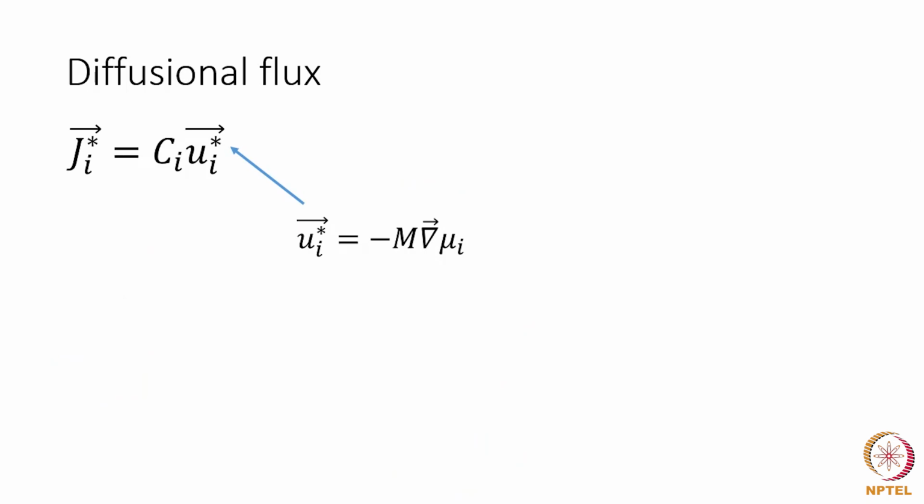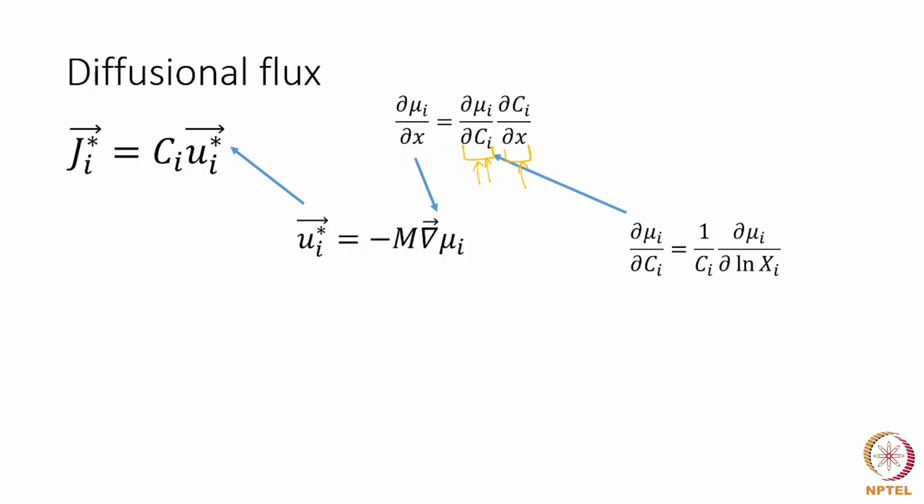So what we are going to do is as follows. We have defined the diffusional flux as Ci into ui star, and we have defined ui star as minus m into the gradient of mu. That is the constitutive equation saying that diffusion is down the chemical potential gradient, and the chemical potential gradient is expanded in terms of two quantities: the concentration gradient, which we leave as it is, and the quantity ∂μi/∂Ci, which we saw can be related to ∂μi/∂ln Xi. We have already seen this derivation. And in the μi you introduce the expanded form where RT ln γi and RT ln Xi are used.